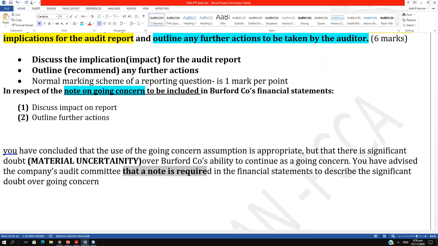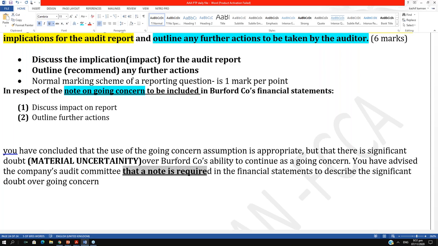I hope you all agree about this note. Do all of you have the knowledge about this note? This note is known as material uncertainty relating to going concern. Do you know this note is included in the audit report, the MURGC paragraph? Is everyone familiar with this note? So is the auditor wanting this paragraph to come in the audit report? Are they asking the audit committee to include this paragraph in the audit report?